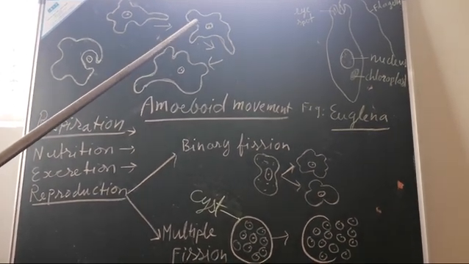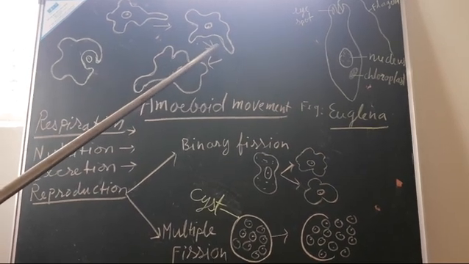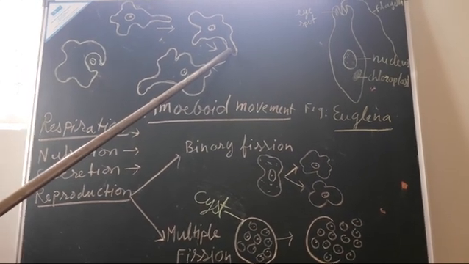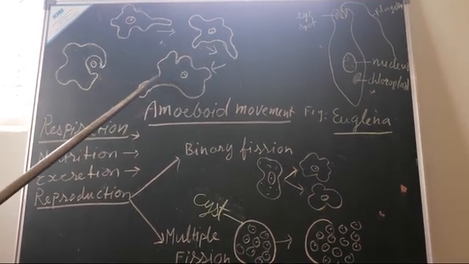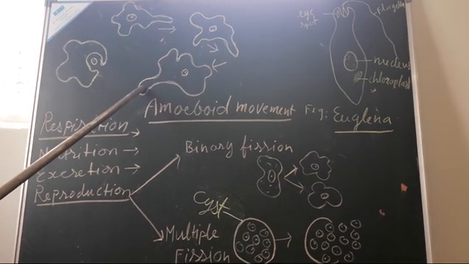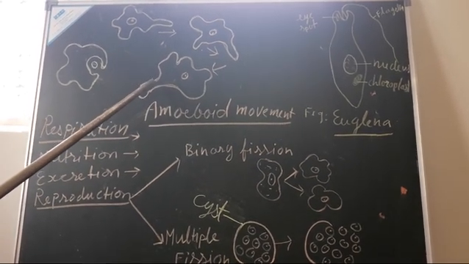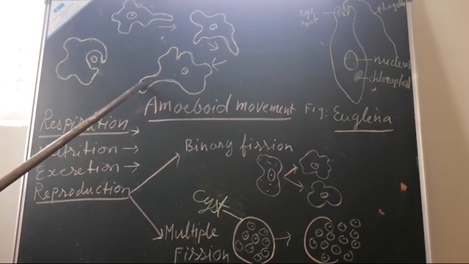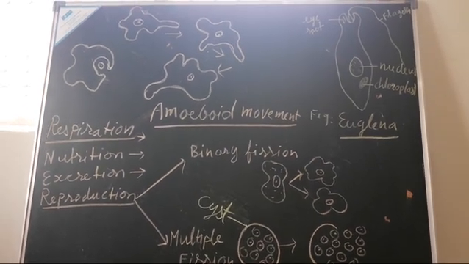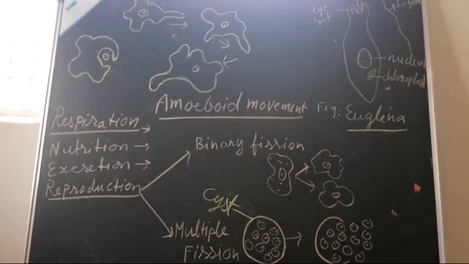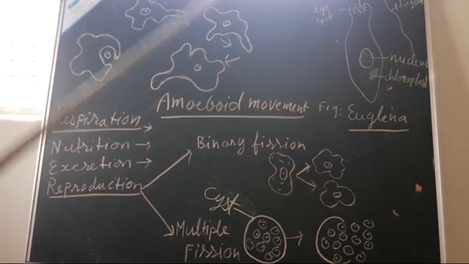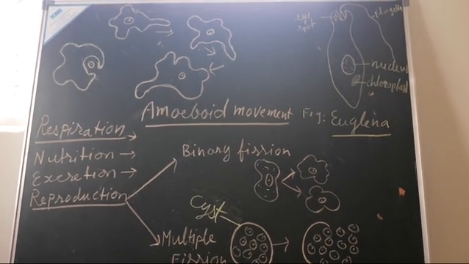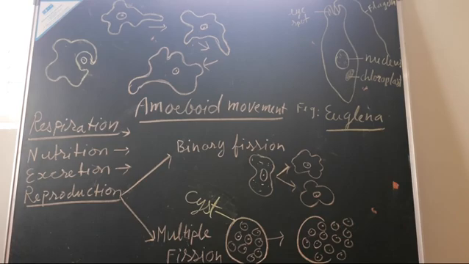And if it wants to change direction, the growth of that pseudopodia stops and the other pseudopodia project out and move in the desired direction. Suppose it wants to move in the opposite direction, the pseudopodia of this amoeba will grow this side and it will move in this direction. So this is known as amoeboid movement. And next we will see about respiration.